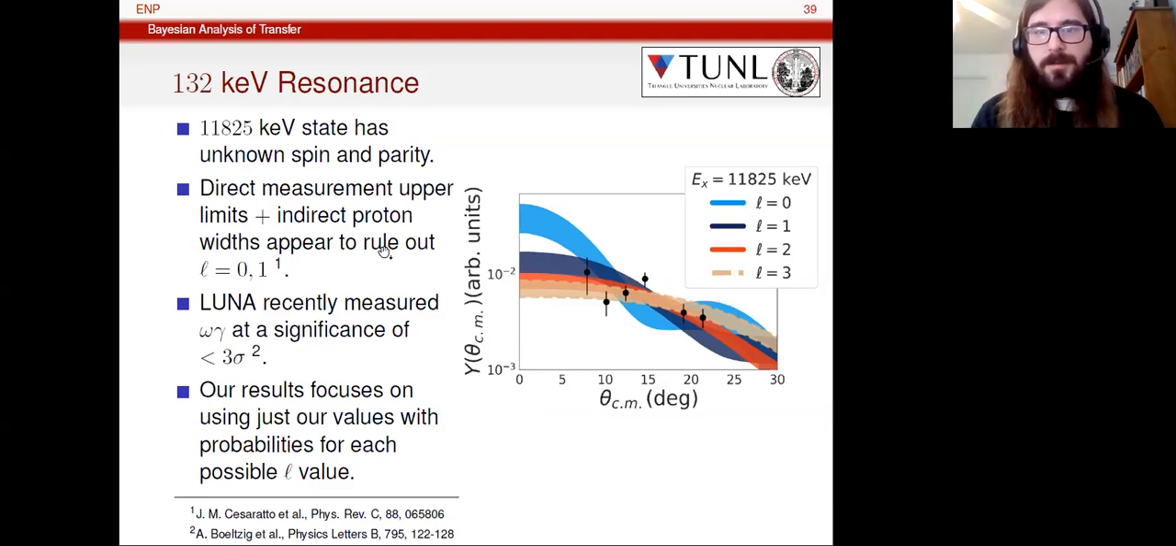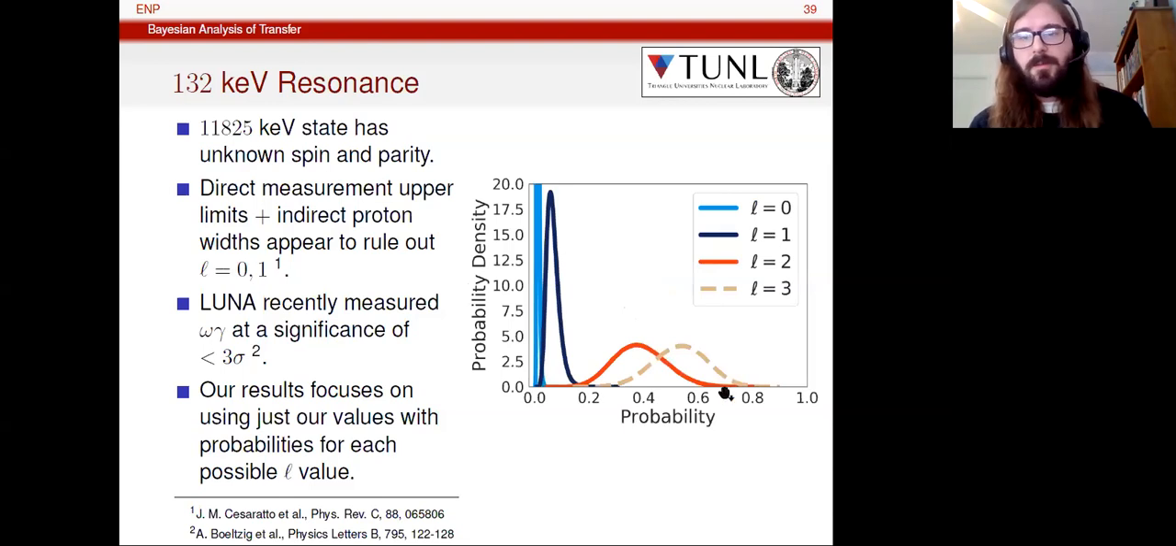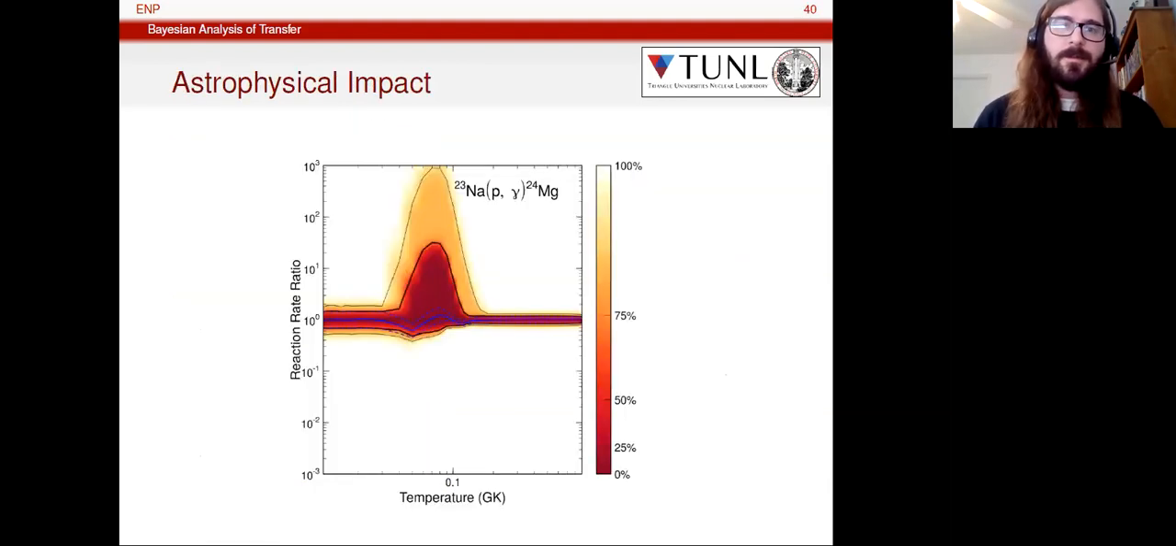So taking those into account, these are the probabilities of each of the L transfers. The L equals 0 has something like a 1% probability, and then we have 7%, and then the 2 and the 3 are basically as likely. So we can plug all of those probabilities into our rate calculation, propagate those uncertainties through, and this is what we get here. So this is the same in the blue rate that's known from LUNA.